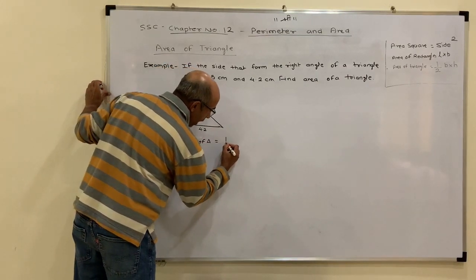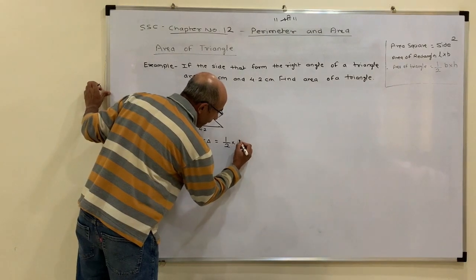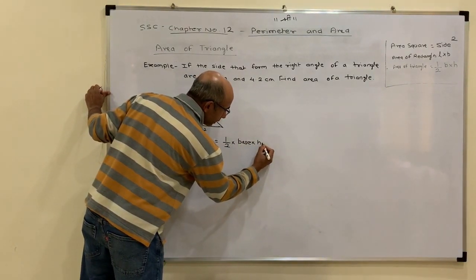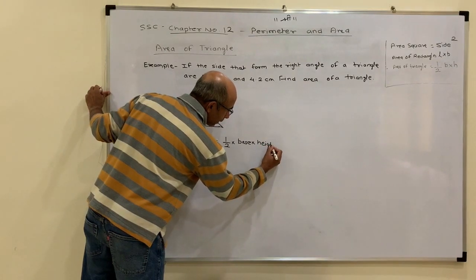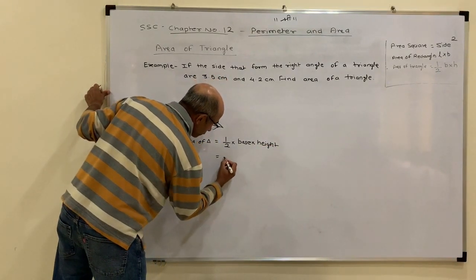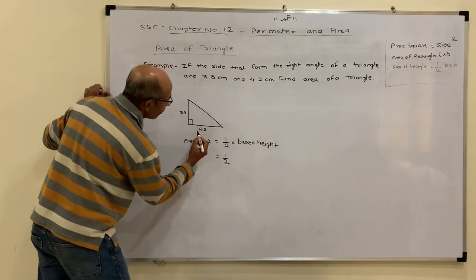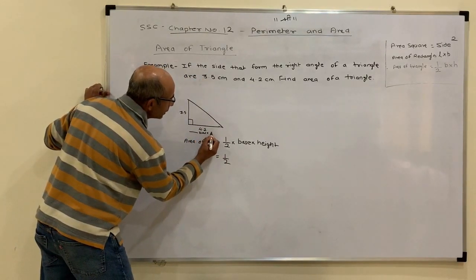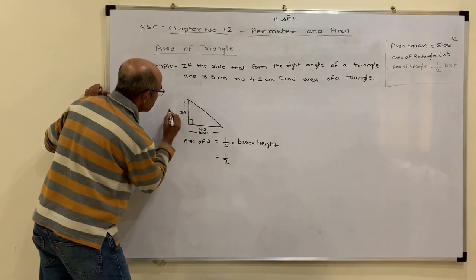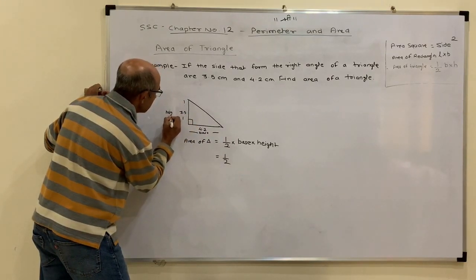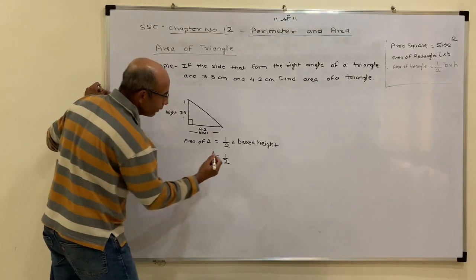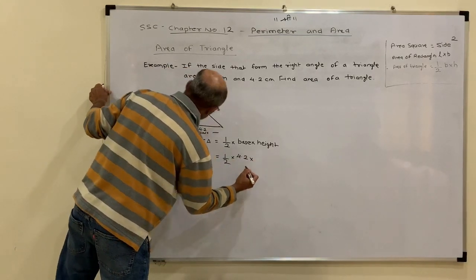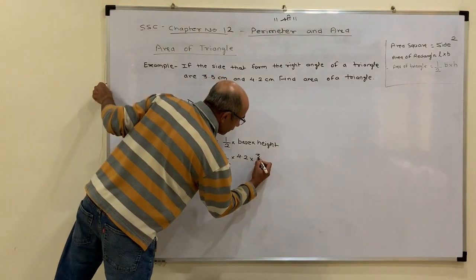Now according to the formula, area of triangle equals half into base into height. So my base is 4.2. This is my base, and this is my height. Half into base, which is 4.2, into my height, which is 3.5.